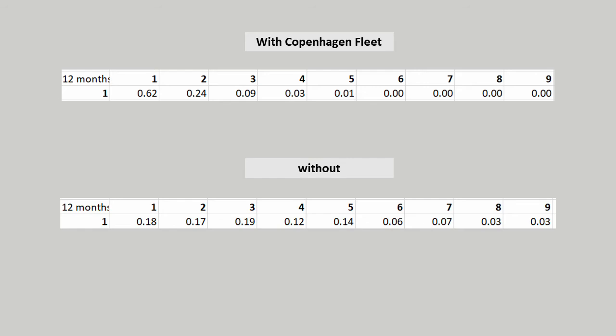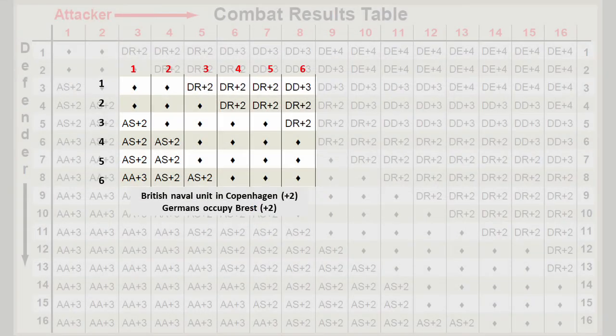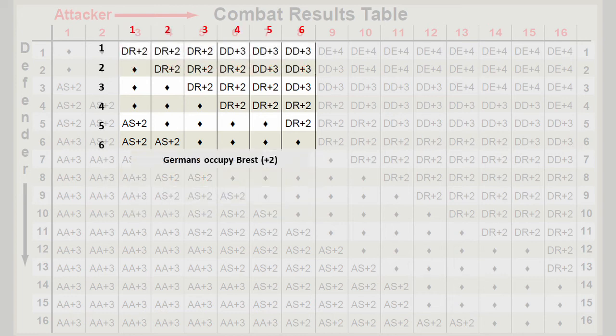However, this is not a representative example of how things work. In the actual game, the Germans will conquer France, and once they do, they will hold Brest, which means that they will have these odds because they will match the Copenhagen fleet. If the Copenhagen fleet is not there, then the Germans will be at a significant advantage.